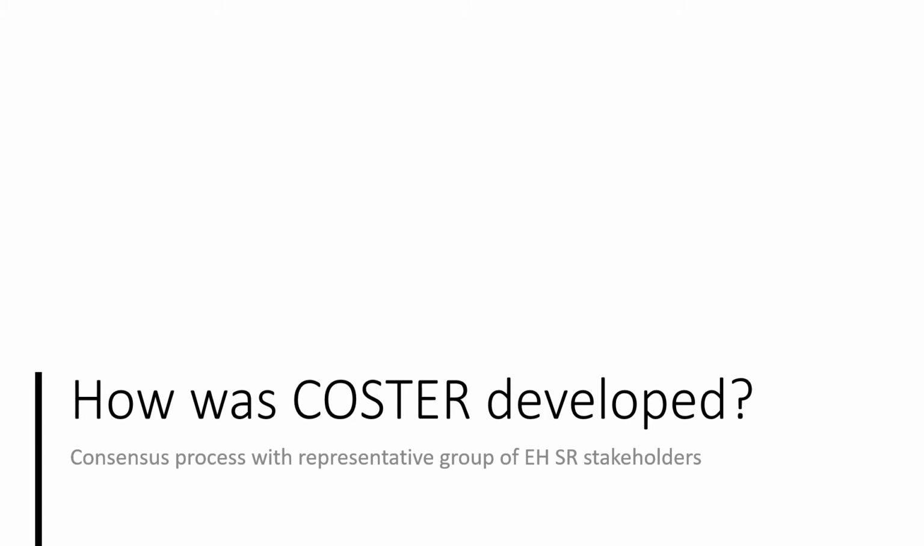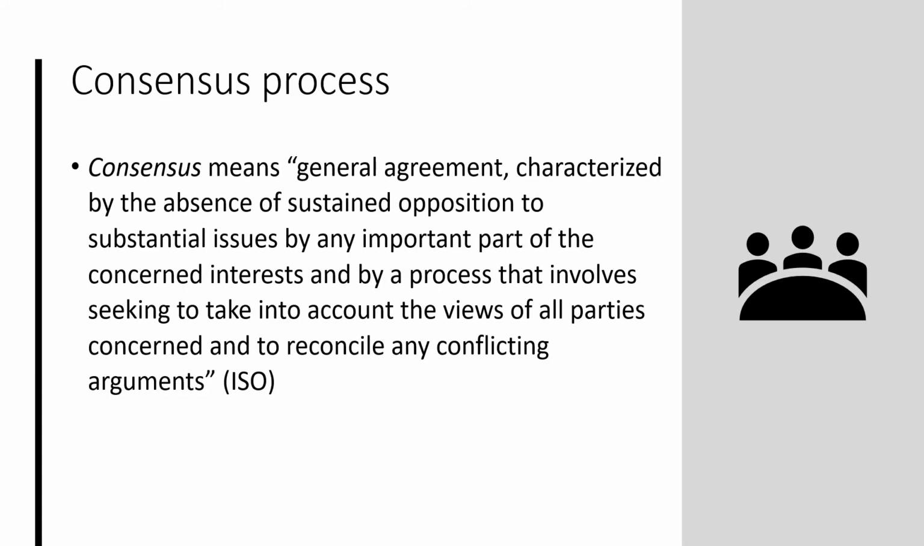Well, we used a consensus process with a representative group of environmental health systematic review stakeholders to define the recommendations. So what's the consensus process? By consensus, and you want to take a deep breath here because it's a long one, we follow the ISO definition of general agreement characterised by the absence of sustained opposition to substantial issues by any important part of the concerned interests and by a process which involves seeking to take into account the views of all parties concerned and to reconcile any conflicting arguments.